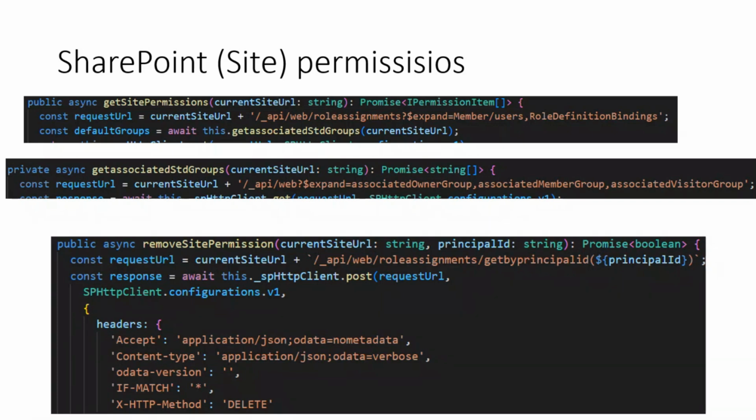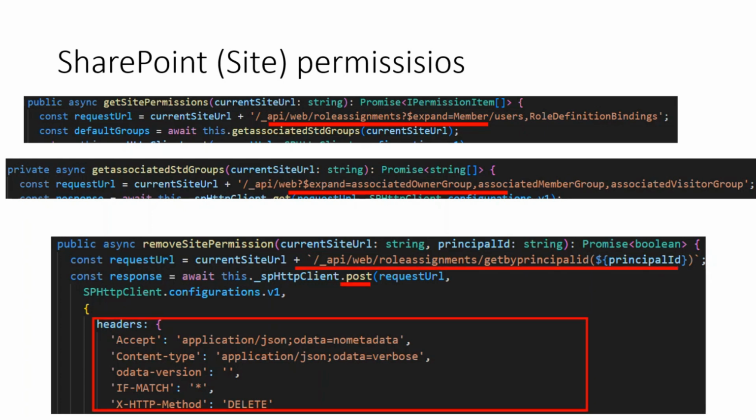The SharePoint site permissions consist of three parts. First, we need to get our role assignments. This is when you have all permissions. Then, as you saw in the demo, I was not allowing the removal of the standard or associated standard groups. With this specific API, I get the associated owner group, member group, and visitors group, and do not allow those three to be manipulated with my controls. And last but not least, when I want to manipulate or remove something, I can do it here.